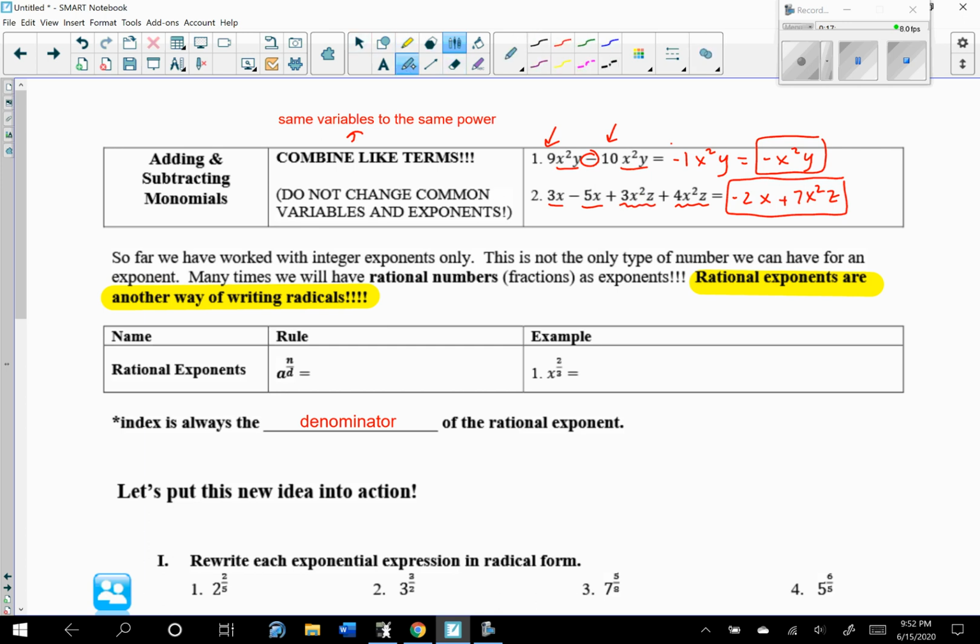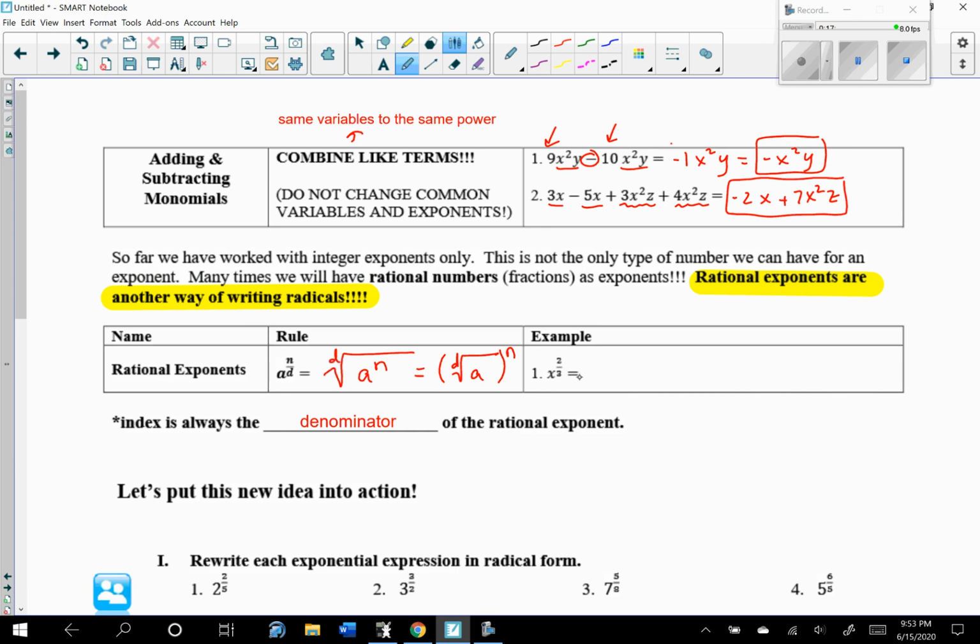So for this, rational exponents, if I have a to the power of n over d, recall that we can rewrite this as a radical. The number on the bottom becomes the index of the root, so this is the d root of a to the power of n. Or you could also write this as the d root of a all to the power of n. We usually don't write it the second way, usually I write it the first way.